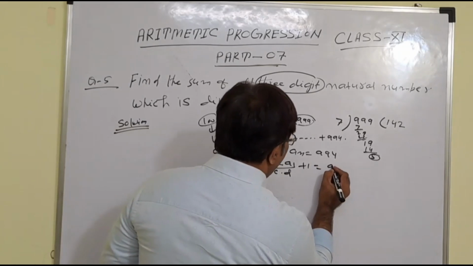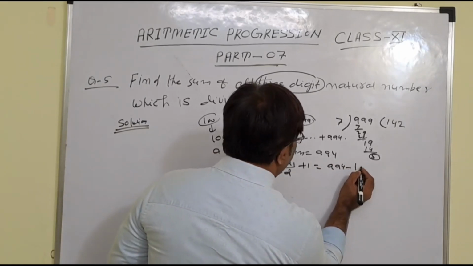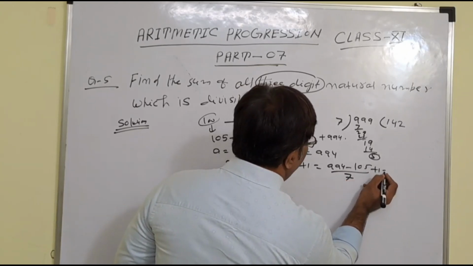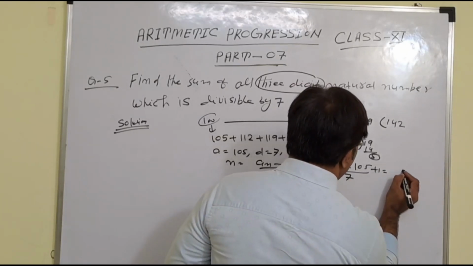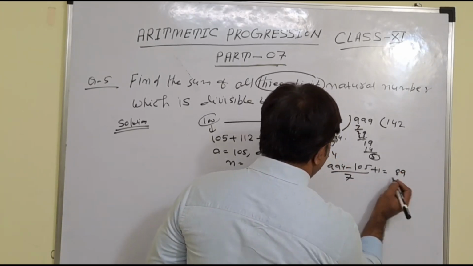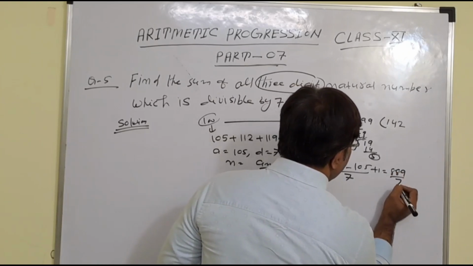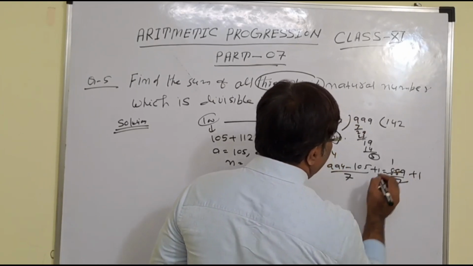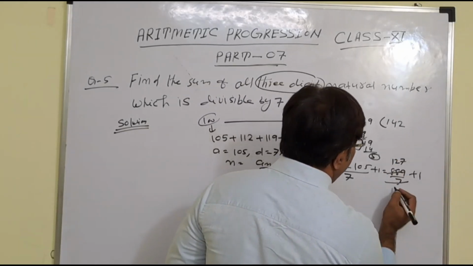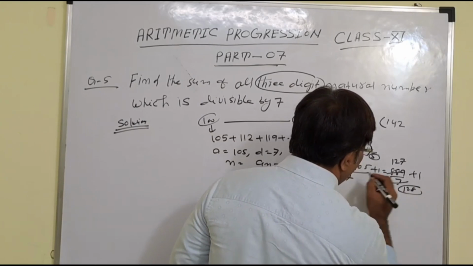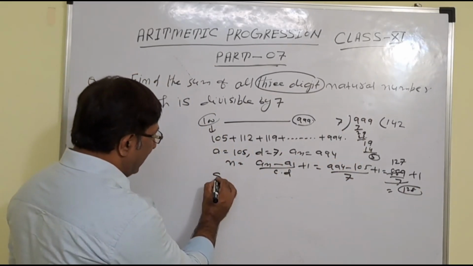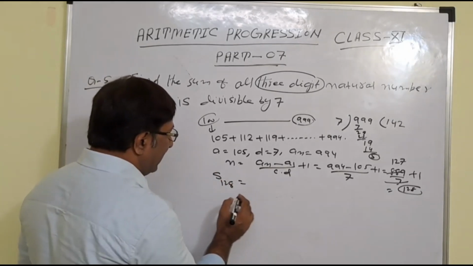So the last term is what? 994. First term is what? 105. Common difference is what? 7, and this is 1. So here 14 minus 5, that is 9. And here this is what? 8 minus 0, 8. 9 minus 1, 8. This is 7 plus 1. So 7 1s are 7, 1 remainder, that is 18. 7 2s are 14. So we will get what? 128. So the total number of terms is 128. Now we can find very easily the sum of 128 terms.